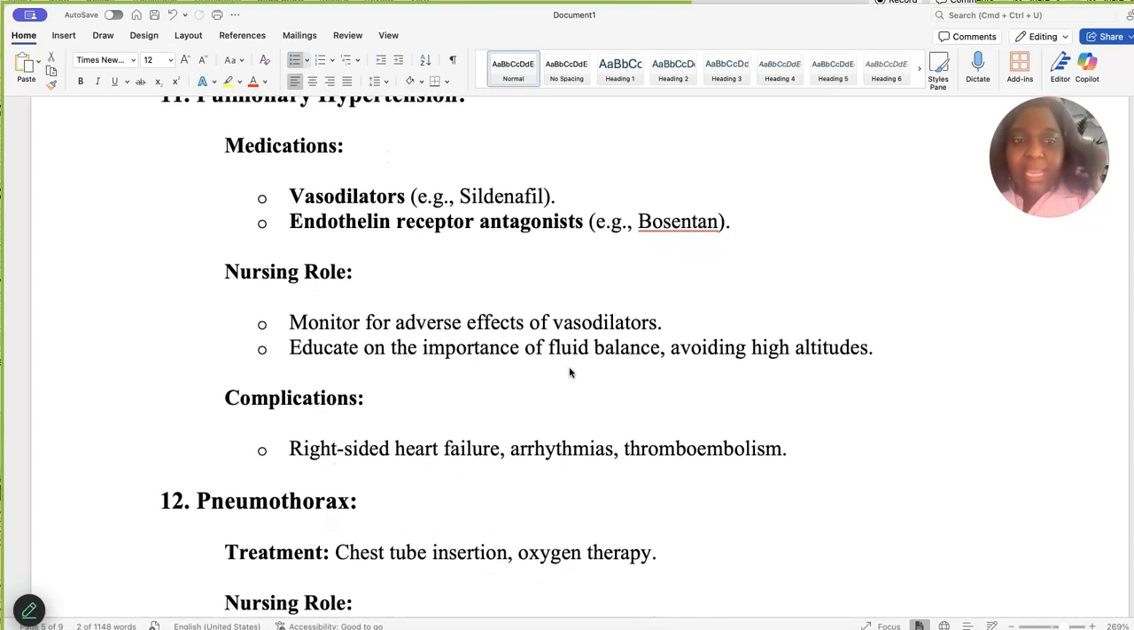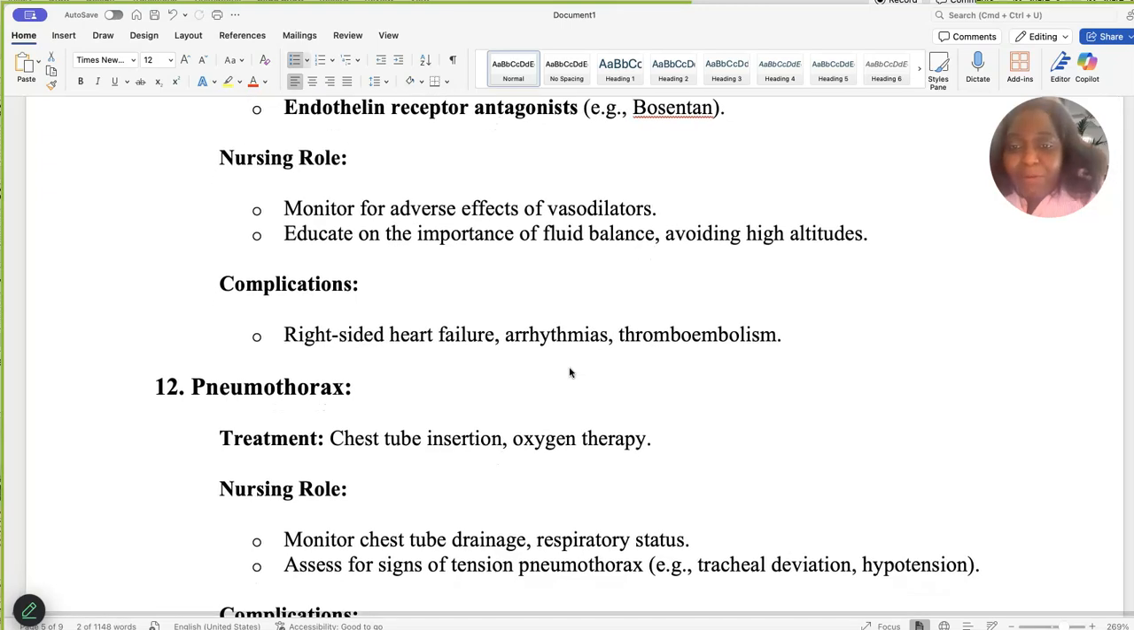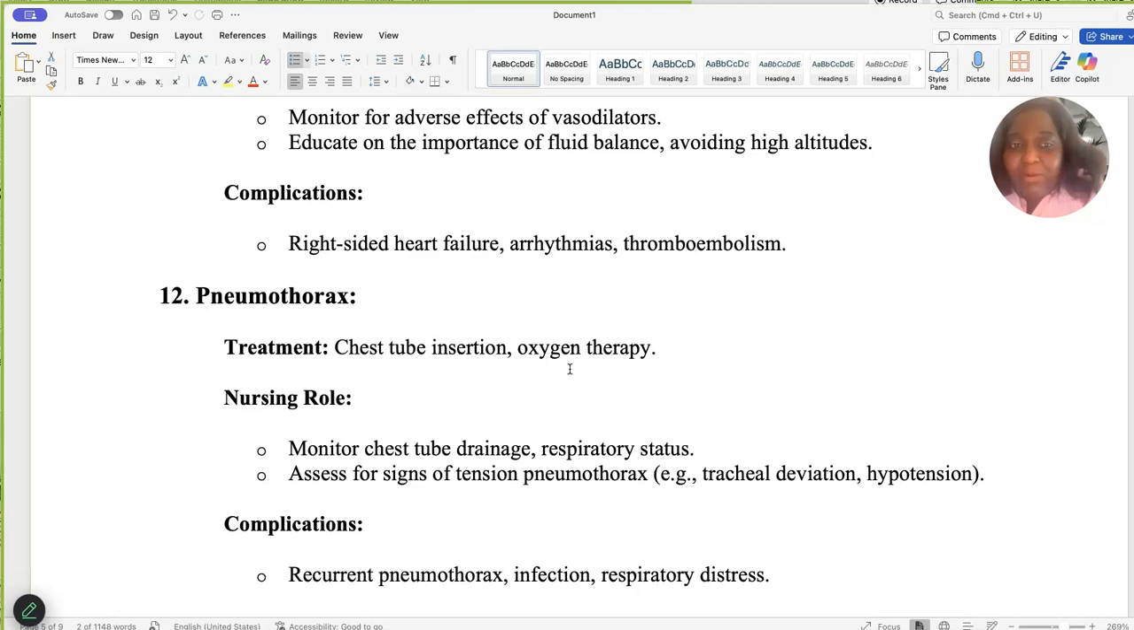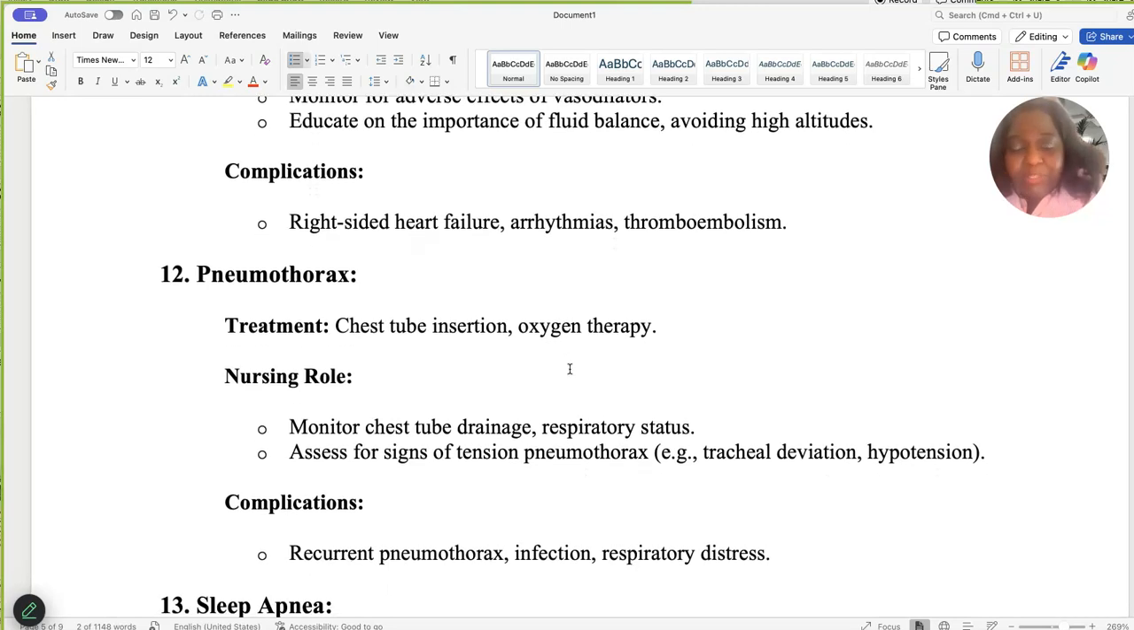Pulmonary hypertension is the next thing we're going to talk about. How do we manage it? Vasodilators like sildenafil, endothelin receptor antagonists like bosentan. What is your role as a nurse? Monitor for adverse effects of vasodilators. Educate on the importance of fluid balance, avoiding high altitudes. That is key. Avoiding high altitudes. What are the complications? They might go into right-sided heart failure, arrhythmias, thromboembolism.